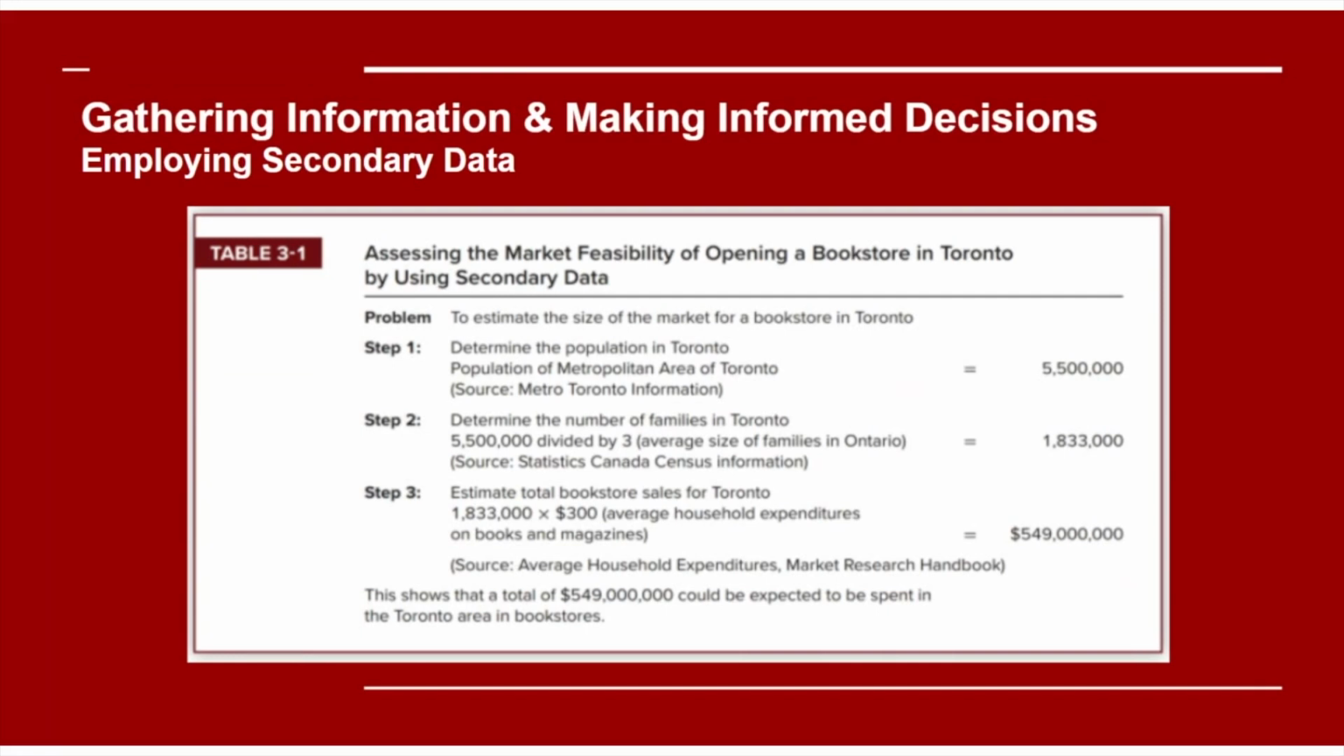And how much is the total bookstore sales in Toronto? Again, Stats Canada keeps information on that kind of thing. So we know that the average family spends $300 on books and magazines per year, based on Stats Canada data. So we can calculate the total market size for books and magazines in Toronto at about $549 million.